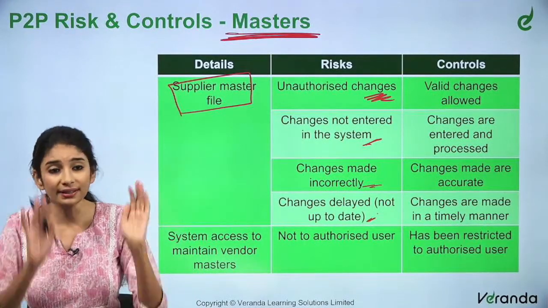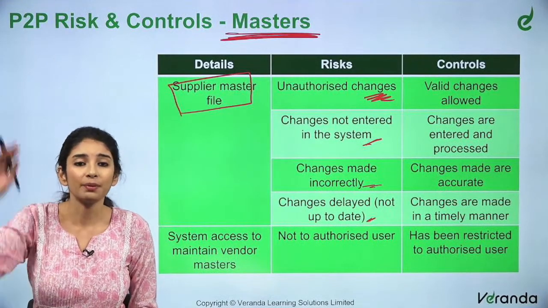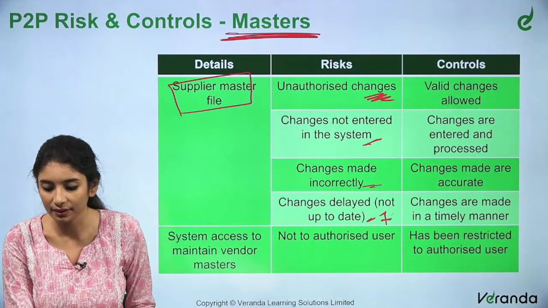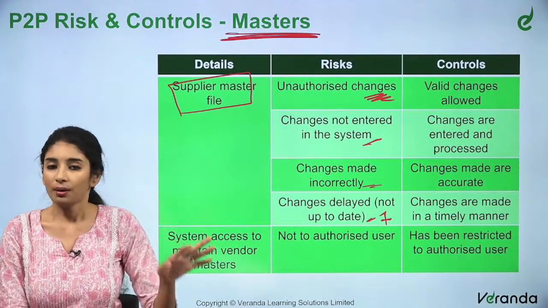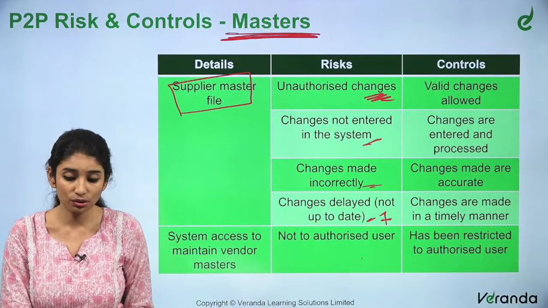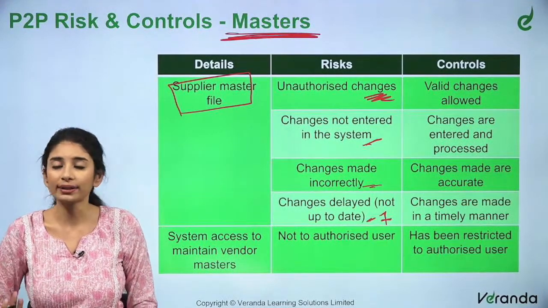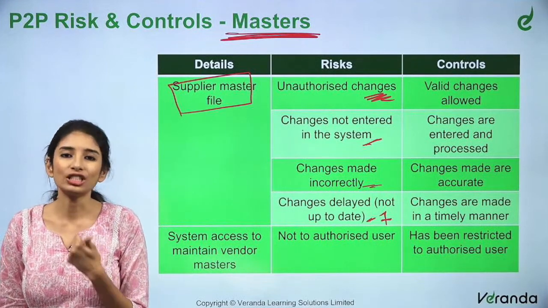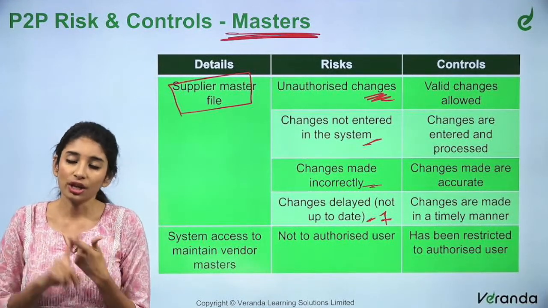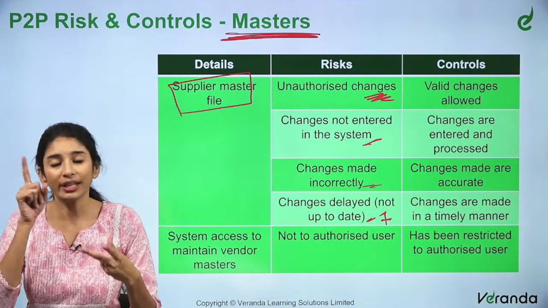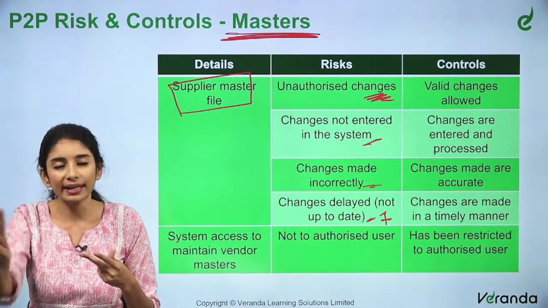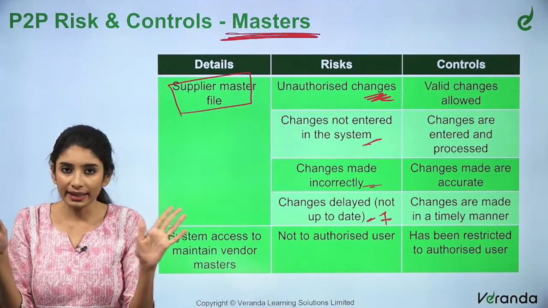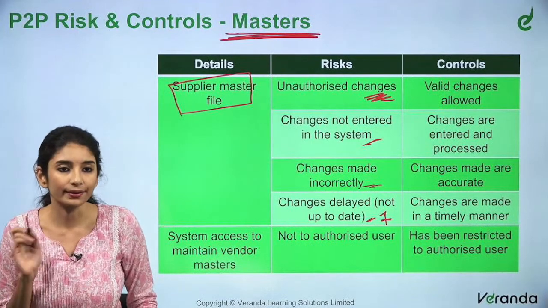Fourth point, changes are entered correctly but entered after 7 months. All my mails that were supposed to go to that supplier bounced back. Yeah, and I couldn't send mails to them because the changes were not made on the correct date. Okay, so unauthorized changes, changes in the system not entered, changes entered but incorrectly. Fourth is changes delayed or not up to date.